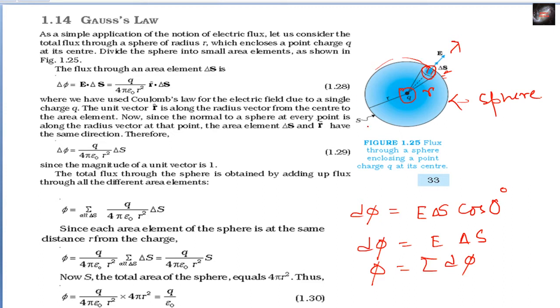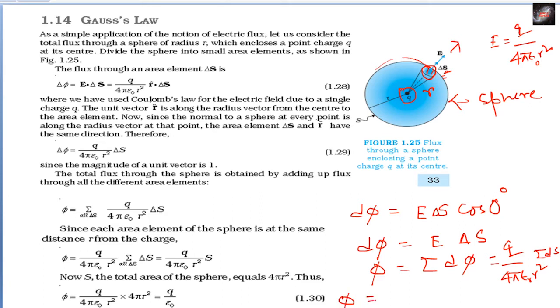Total flux means total flux that passes through the sphere. Here you just observe that E, the electric field produced by the charge Q, is simply Q by 4 pi epsilon 0 into R square. So this is the electric field generated by the charge Q. If we put that value here, Q by 4 pi epsilon naught into R square, which is independent of the sum, and the sum will run over only the surface area delta S.